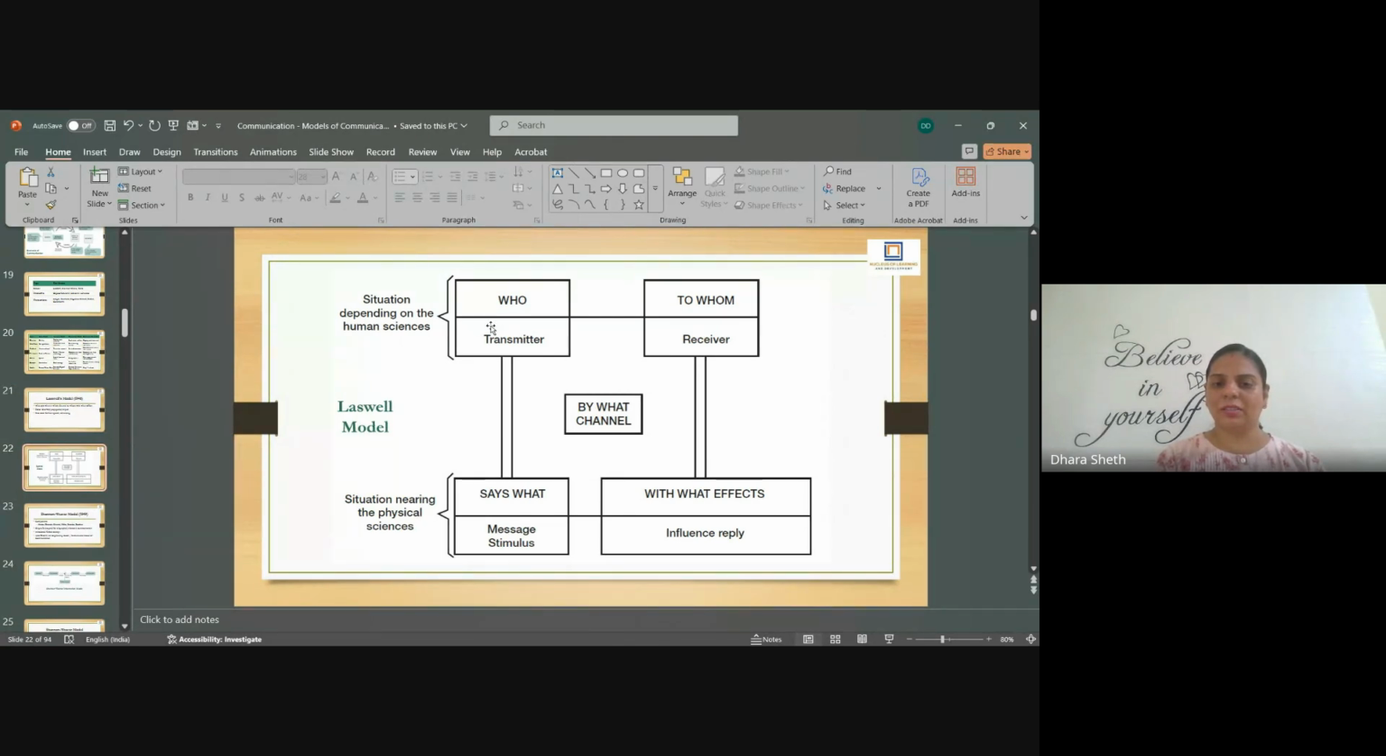Who speaks? Who says what? To whom? With what effects? By what channel? The speaker, message, receiver, effect of that message, and the channel. This is a very simple Laswell model. One-way communication.